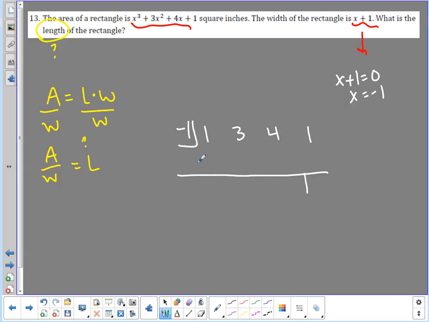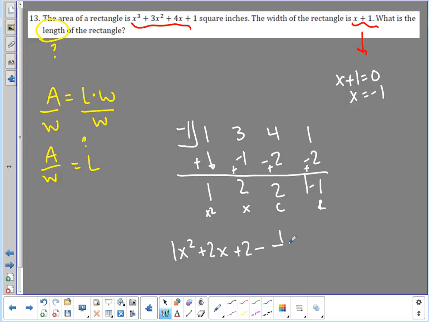Draw a line, put in a remainder. I don't have to fill in any holes. Drop the 1. Negative 1 times 1 is negative 1. Add them up, I get a 2. Negative 1 times 2 is negative 2. Add them up, I get a 2 again. Negative 1 times 2 again is negative 2. Add those up and I get a negative 1. So that's remainder, constant, x squared. I have 1x squared plus 2x plus 2 minus 1 out of the x plus 1, which is my original divisor. This is a technical length, so I'm looking at inches on my label, and there's my result.